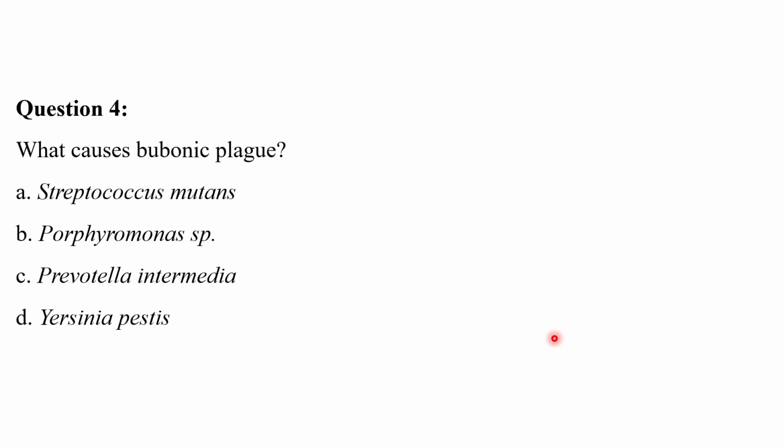Okay, moving to the next question, question number 4. What causes bubonic plague? Option A, Streptococcus mutans. Option B, Porphyromonas species. Option C, Prevotella intermedia, and option D, Yersinia pestis. Which of the following microorganisms causes bubonic plague? Any idea? Anyone wants to answer? Yes, the correct answer is option D, Yersinia pestis.